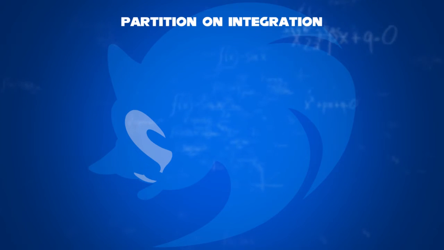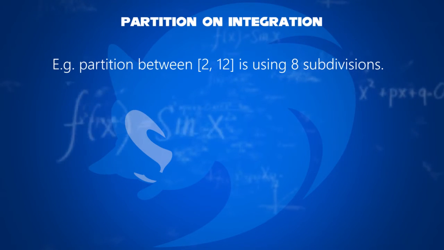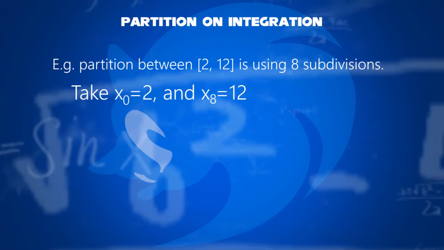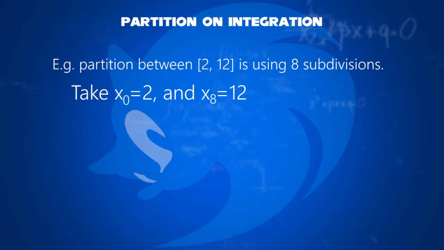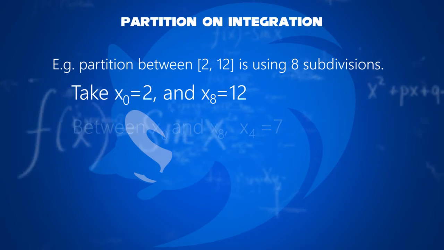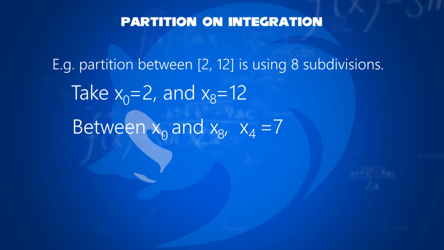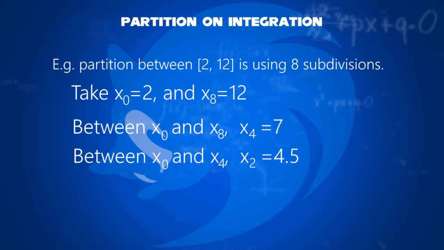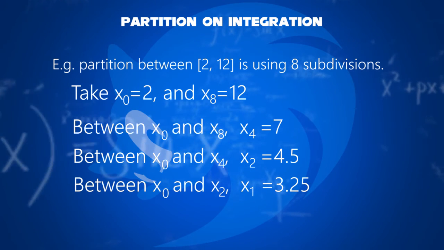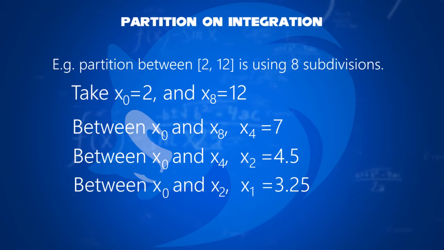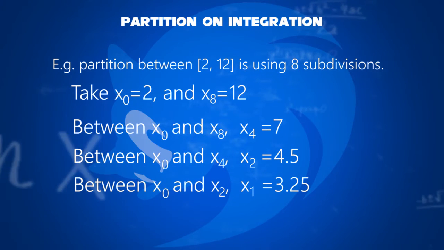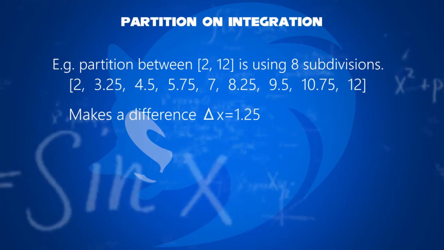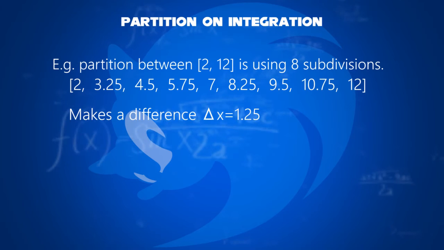For example, if we range from 2 to 12 and divide into 8 subdivisions, like in a metronome of each and every beat. Take x0 equals 2, and x8 equals 12, all you have to do is the partition. The middle one is x4, the average is 7. Between x0 and x4, x2 equals 4.5. Between x0 and x2, x1 equals 3.25, this makes a difference of 1.25. The one which we relate to arithmetic progression. Thus, this is the partition form including 8 subdivisions.